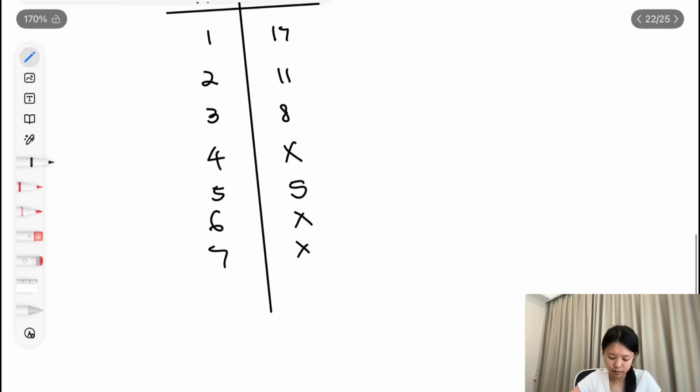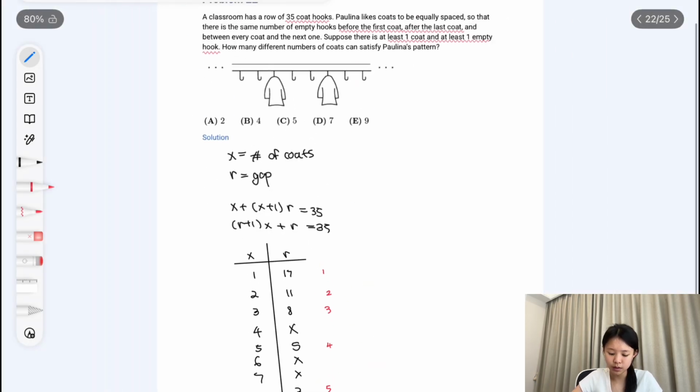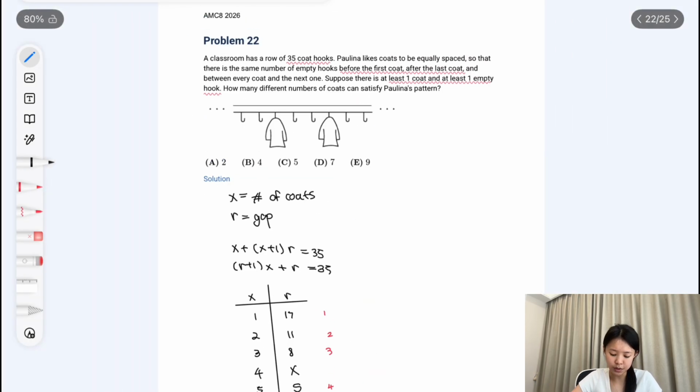On the R side, we can start using R as our anchor, and assume if R is 3, then we get 8. If R is 2, we get 11. If R is 1, we get 17, and then we have all of our answers. Now we count how many there are, and we'll notice that there are 7 solutions to this. So our answer comes down to D, which is 7.